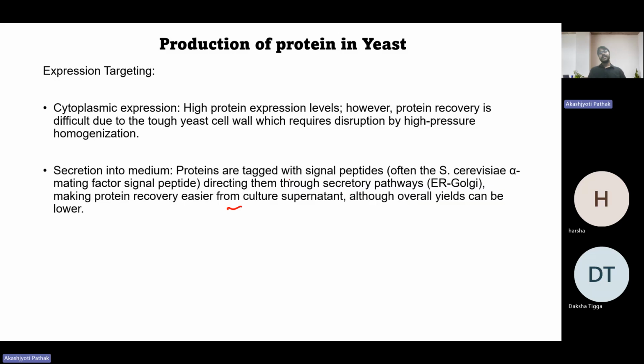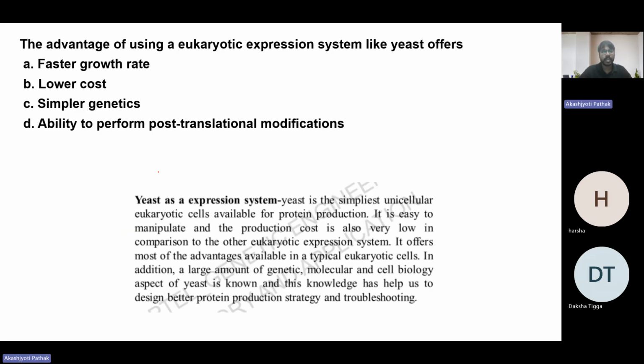Proteins that are tagged with signal peptides like alpha mating factor, alpha MAF, this is called a signal peptide. If these tags are present, that will direct the protein into the secretory pathway, and protein recovery becomes easier. Proteins having cytoplasmic expression are difficult to recover, while proteins which are secreted in the media can be recovered easily.